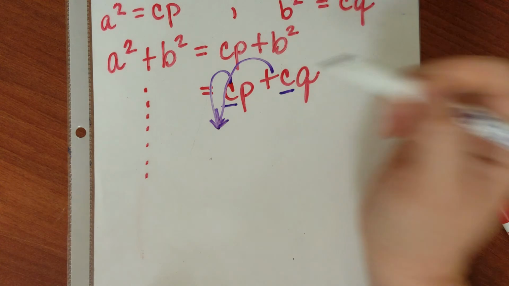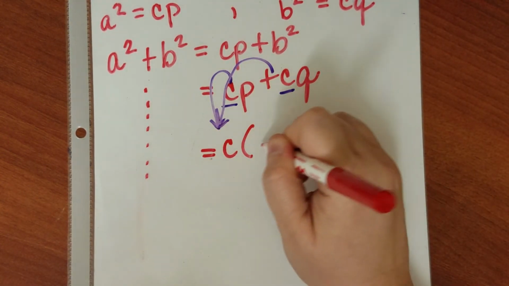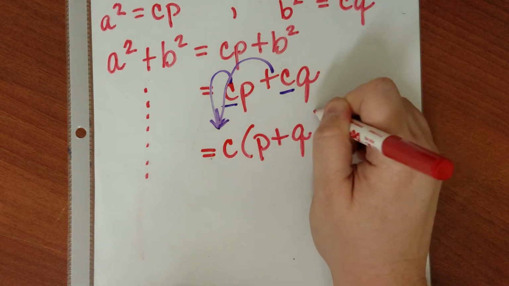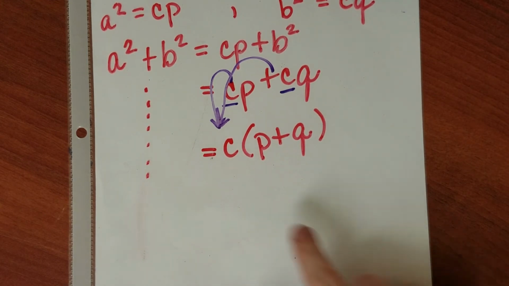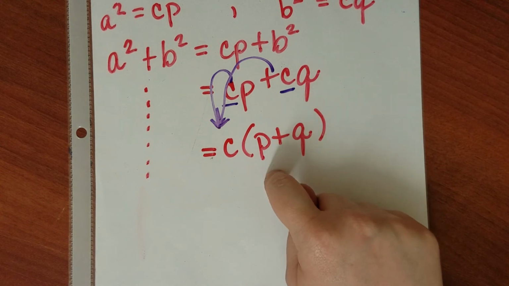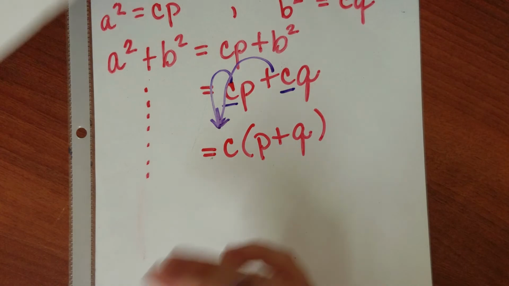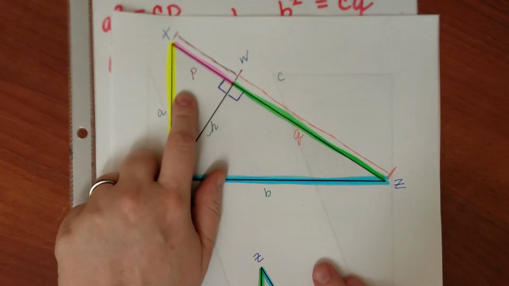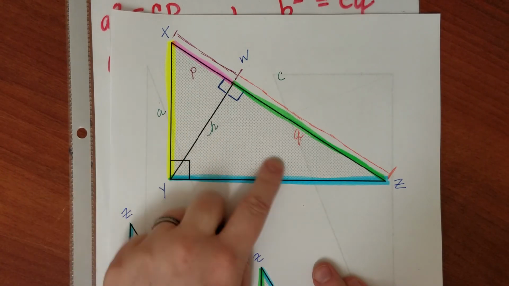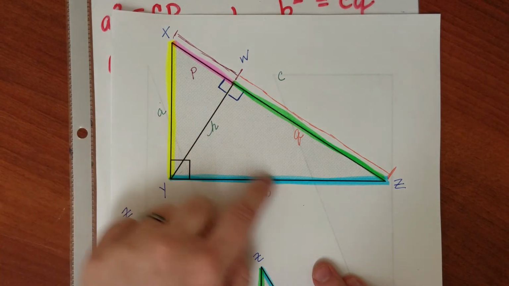And as soon as I see that, I'm going to think of factoring. So I'm going to factor out C, just like when I factor out the greatest common factor in algebra. So now I have C times the quantity P plus Q. All right, well, I know that I'm trying to get this side to be equal to C squared. And if we look back at our original diagram here, our beautiful colorful triangle, I can observe that P and Q together are the same length as C. So C is equal to P plus Q.